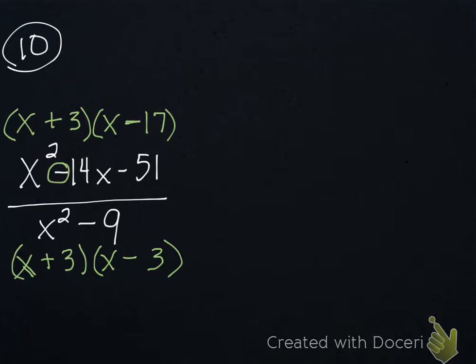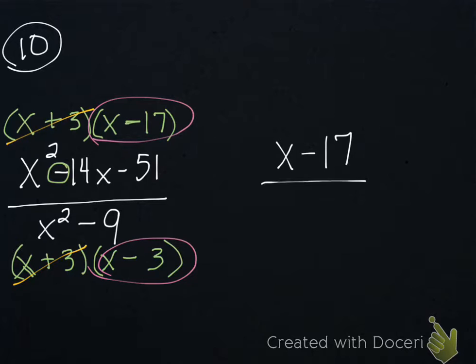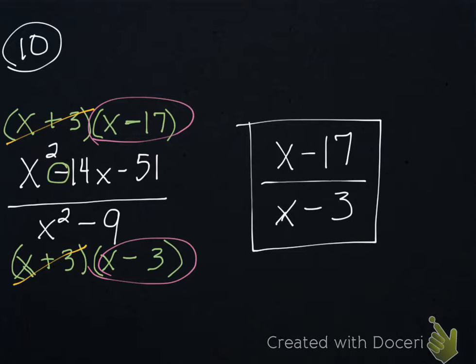Now let's cancel. X plus 3's cancel. Those factors are the same, top and bottom. Now write what's left. X minus 17 divided by x minus 3. This is the simplified rational expression.